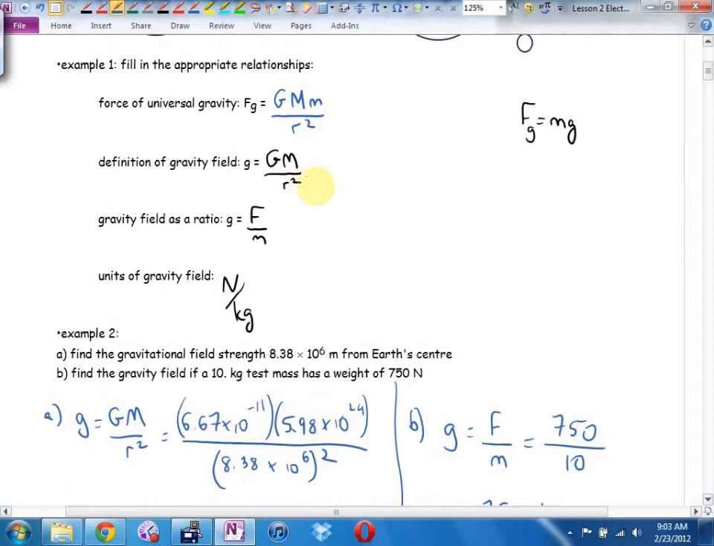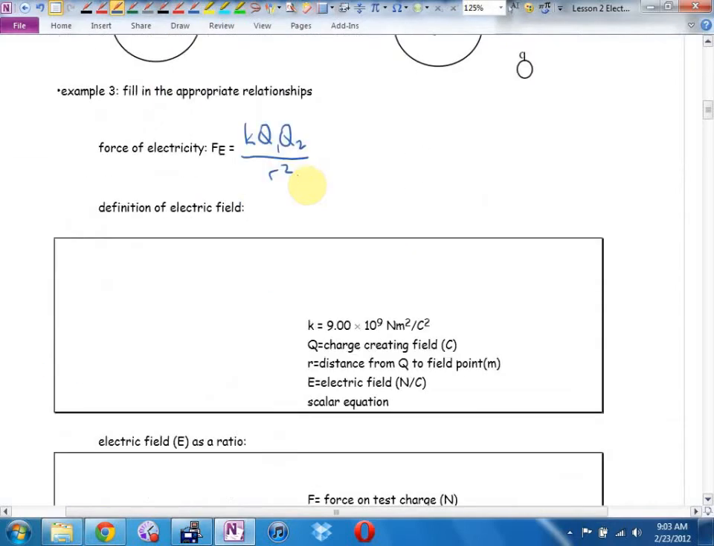Take a guess. What do you think electric field is? Look how we got gravitational field from the gravitational equation. Look at your electrical equation in front of you. Take a guess. Symbol for electric field is capital E. k Q over r squared.